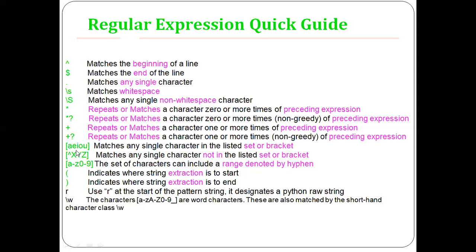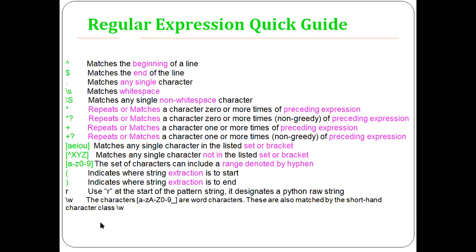Square brackets are going to match a single character, so it matches any of the characters given. With a caret inside, it matches everything except the characters given within the brackets, and a dash gives a range of characters you can match. Parentheses indicate where the string extraction is to start. And r at the start of a pattern designates a Python raw string, so it means you are going to consider the raw string.